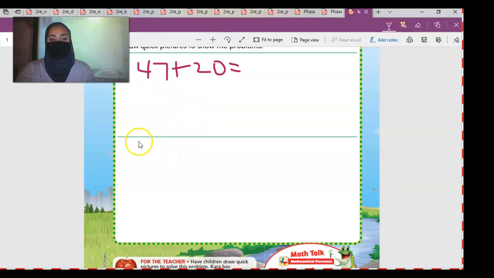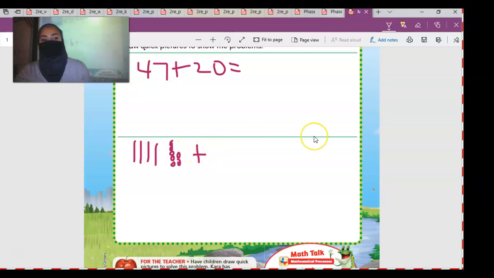47 plus 20. So that means we have 4 tens. 1, 2, 3, 4. Remember, these are 10 logs. And we have 7 ones. 1, 2, 3, 4, 5, 6, 7. Please draw this. Don't just look at me like I came from outer space. Remember, when we draw our ones, we want to try to keep it in the straightest line possible. Do not draw ones all around your paper, or you will have a huge mess.